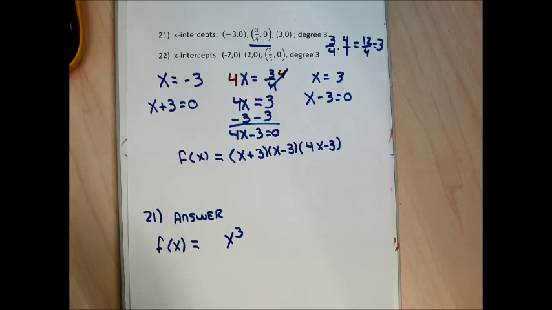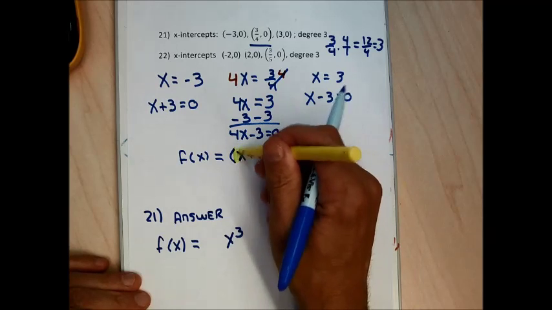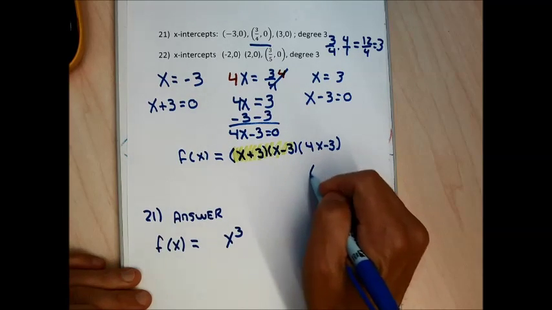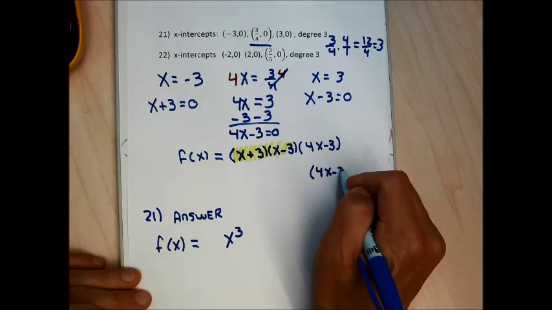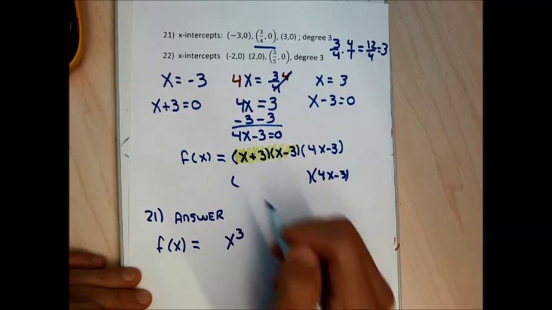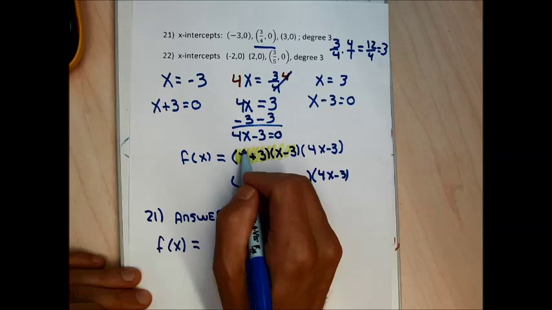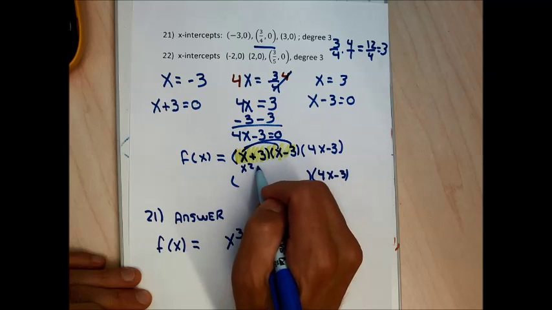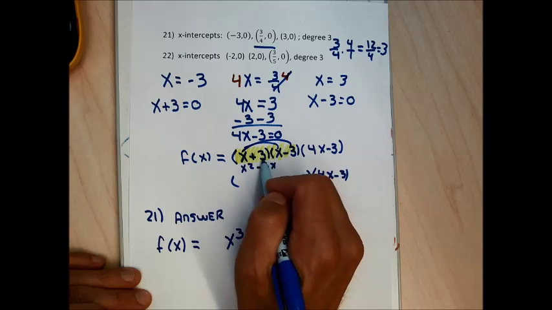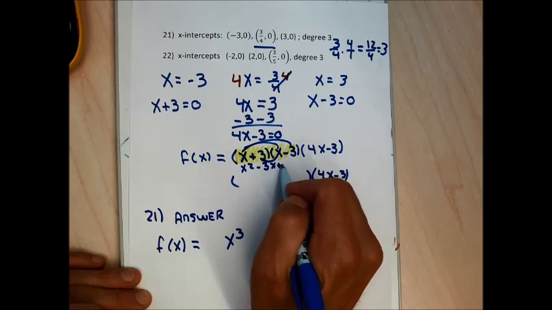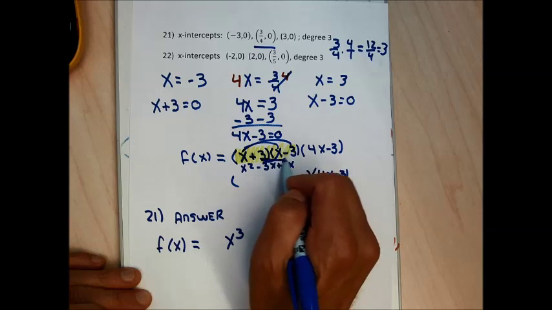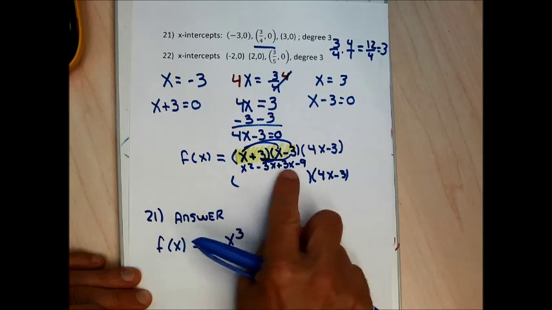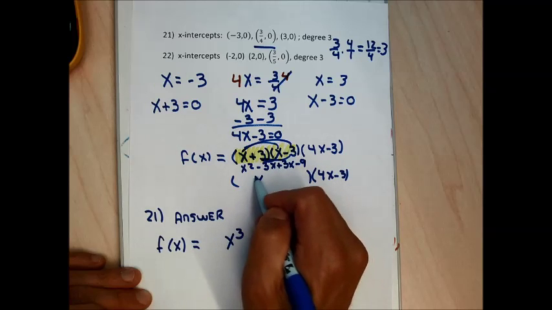So now I'm going to start working this. I'm going to FOIL these two. And then after I FOIL those two, I'm going to worry about the 4x minus 3. So those I can FOIL in my head, but I'm going to do it by hand. So first are x times x, x squared. Outers are x times minus 3, which is minus 3x. Inners are positive 3 times x, which is positive 3x. Last are positive 3 times negative 3, which is negative 9. The 3x's cancel, and you get x squared minus 9.